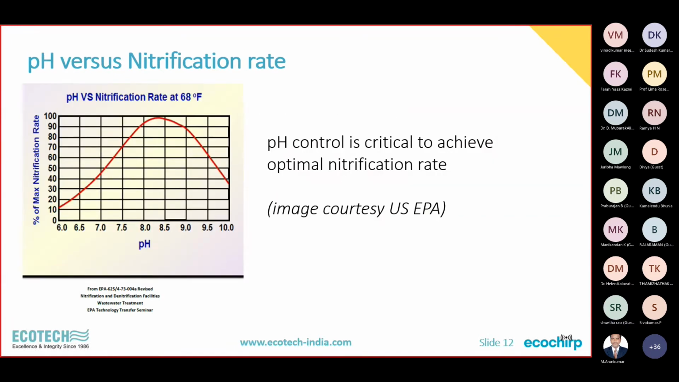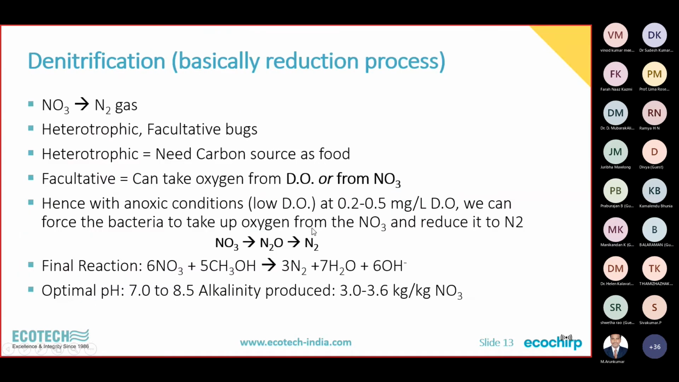pH versus nitrification rate, this is the typical curve. And as you can see, 7.5 to 8.5, we operate in this range. So you get maximum nitrification, above 95% nitrification happens in a typical biological aeration system, especially the extended aeration system.